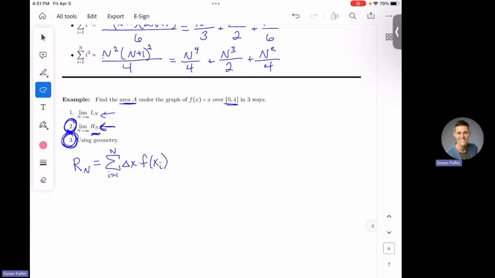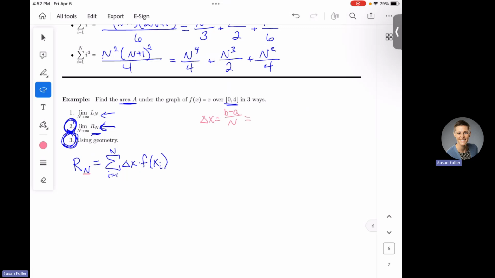Okay. So with Riemann sums, we always start by calculating delta x first, right? It's b minus a over n, which is the number of rectangles. Here, my number of rectangles is a capital N, so I'm going to use a capital N instead of that lowercase n that we used before.